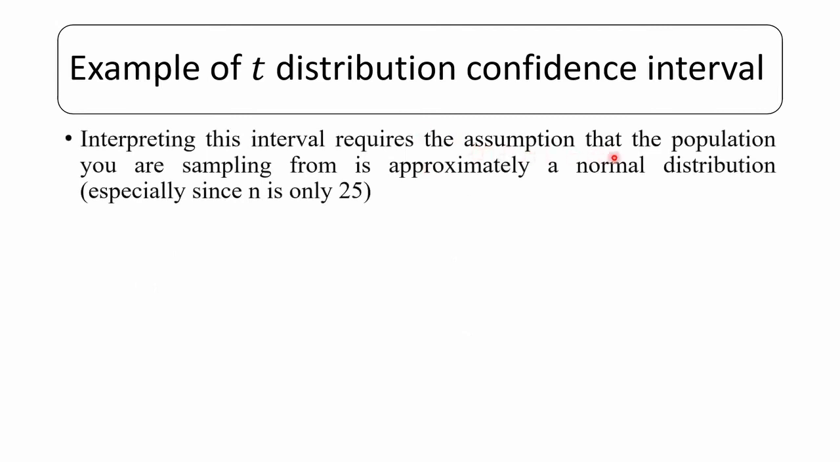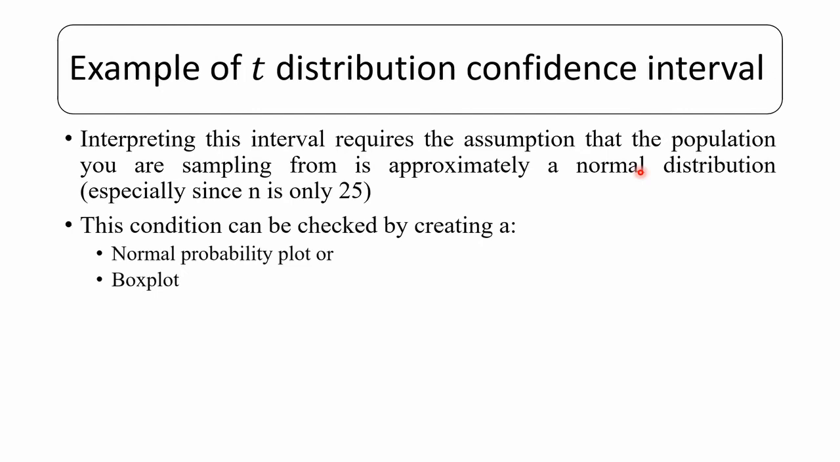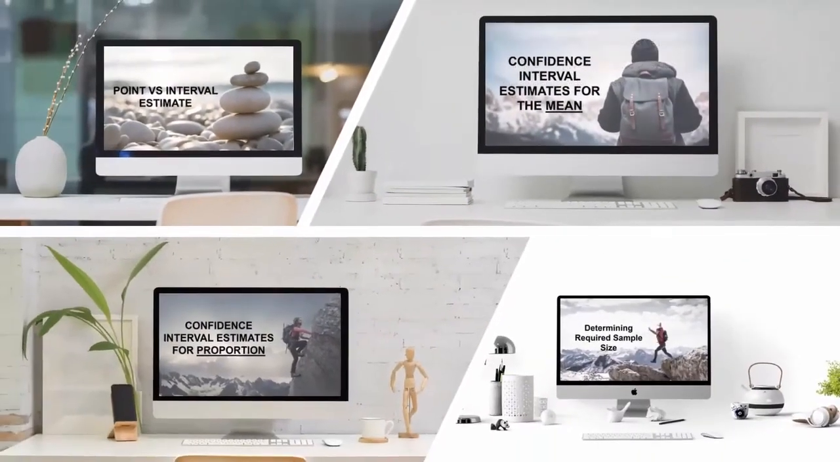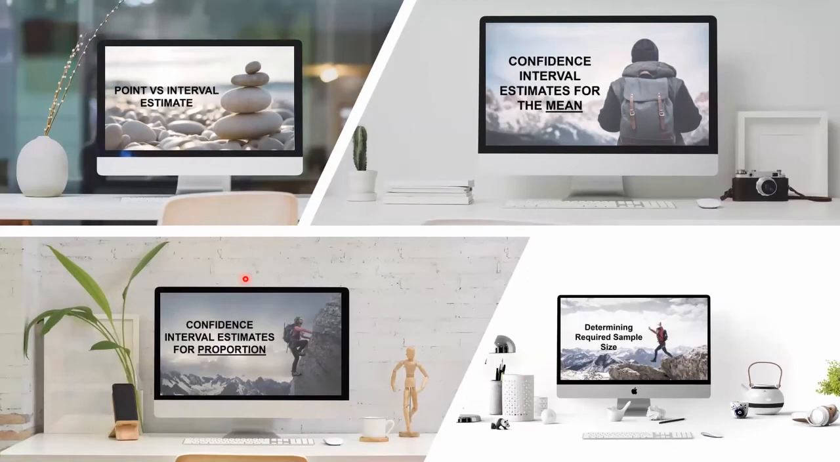How would you go about interpreting this? Well, it requires the assumption that the population you're sampling is approximately a normal distribution, especially since n is only 25. Now, if n was greater than 30, you can actually think about the central limit theorem. But since it's 25, you had to assume that the population that you're sampling from is approximately normally distributed. And how do you check that? Well, you can use a normal probability plot or a box plot. Right, so that is confidence interval estimates for the mean.